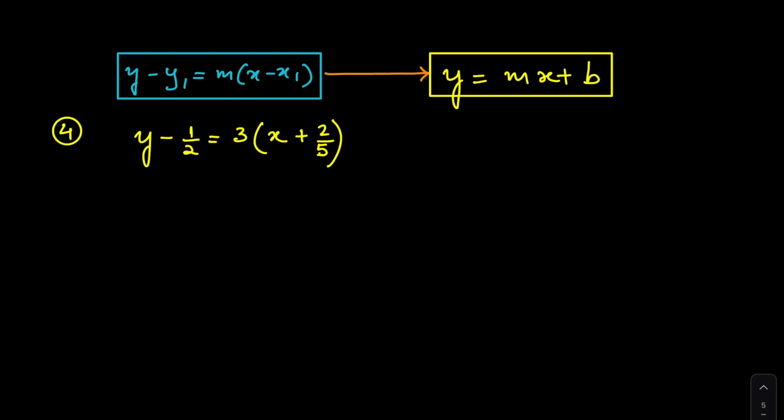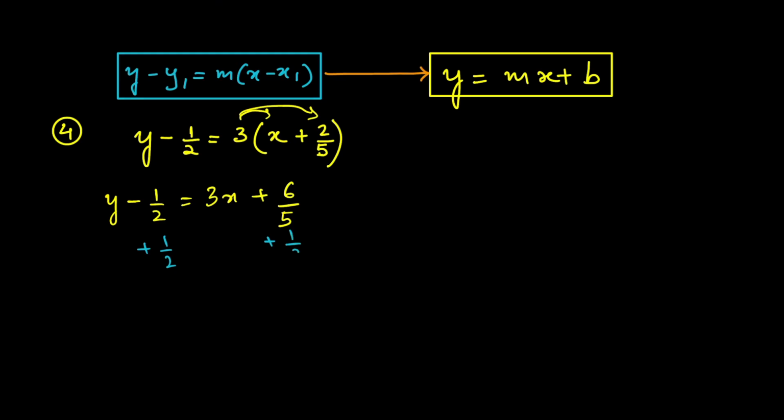Now example 4. In this also we have some fractions here. So now we simplify it the same way. So we write y minus 1/2. First we distribute with 3. So it is 3x, and distributing it with the constant now, it is 6/5. And then to isolate y, we add 1/2 on both sides. So these cancel out, and we now have y equals 3x plus, the positive number I'm writing first, 6/5, and then plus 1/2.